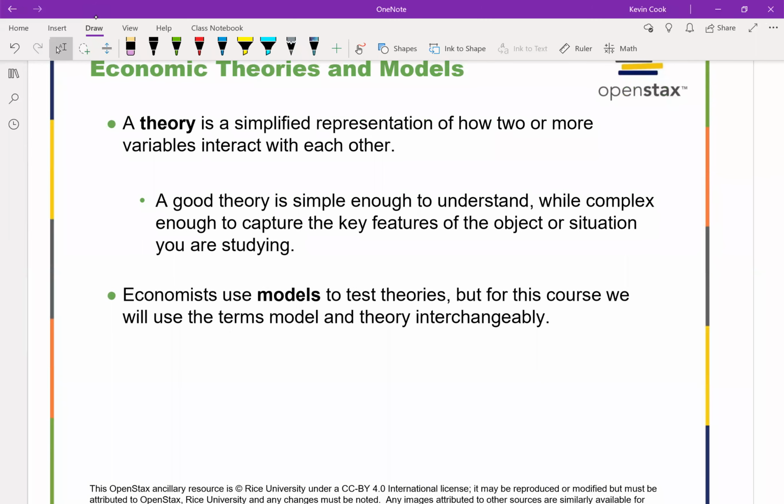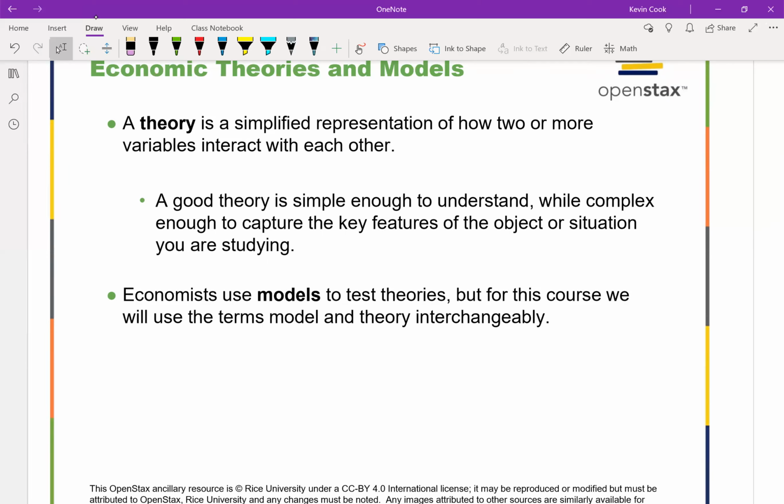Then we use models to test theories. For the most part, we are going to use them interchangeably. At least for this class, they'll be used interchangeably. If you get more complex, potentially they could be different, specifically if you think about a physics class. So if you go to physics, the theory might be that the rate of gravity is 9.81 meters per second squared. Trust me on that. That is what it is.